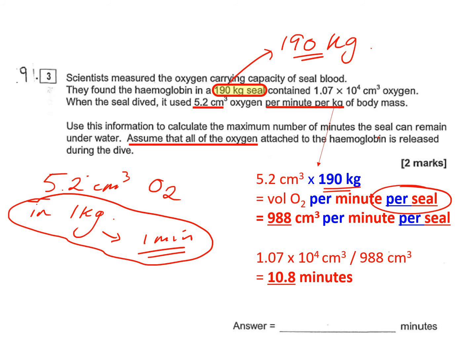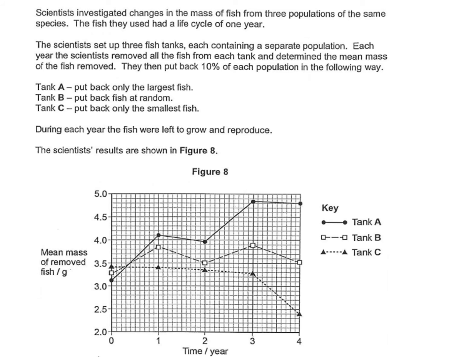So a couple of scripts I saw, some students just put 10 minutes, but obviously you have to round up. You can either leave it as 10.8 or you can round up to 11 minutes. Or you could give it in 2 decimal places, that was okay.